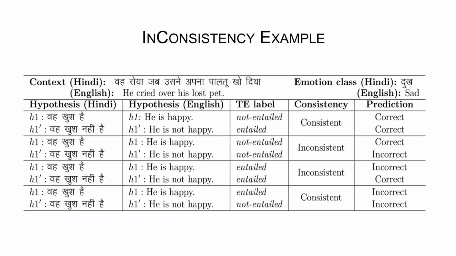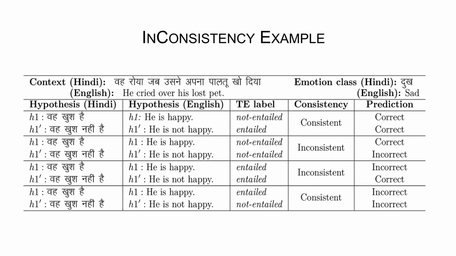Furthermore, before even going to the task of textual entailment, let's see if we took this data and do a textual entailment. Now let's assume that we have the context: He cried over his lost pet, and the emotion is sad. In Hindi, it will be वो रोया जब उसने अपना पालतू खोया, and the emotion is, for example, dukh. Now you can see the hypothesis can have two pairs. He's happy, he's not happy, and these are negations of each other.